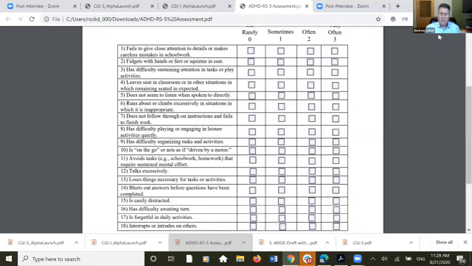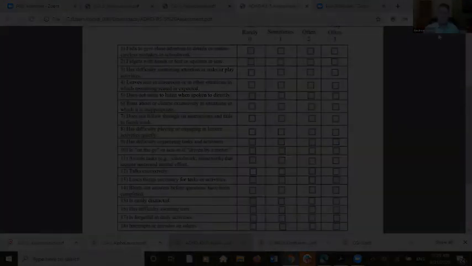Item 18, we already reviewed. That's interrupting or intruding on others. And again, the concept here is that this is not when you and I are talking and I interrupt you or butt in. This is two people engaged in something else, or other people engaged, and the person interrupts them or butts into a situation that they weren't part of initially.